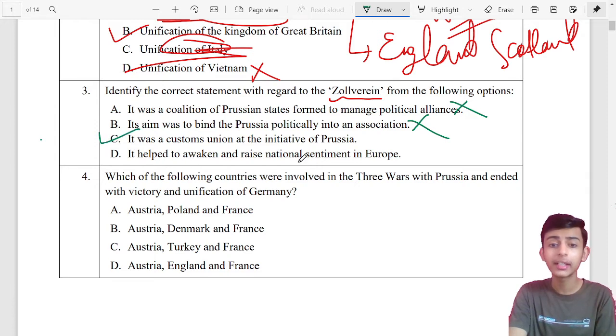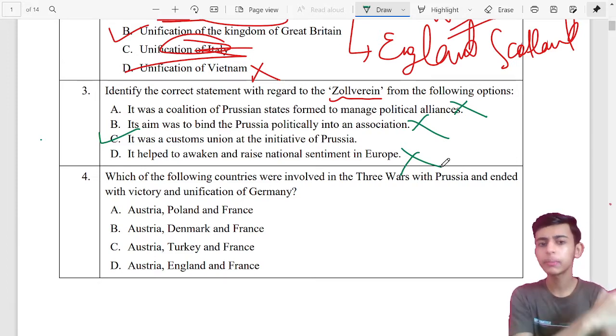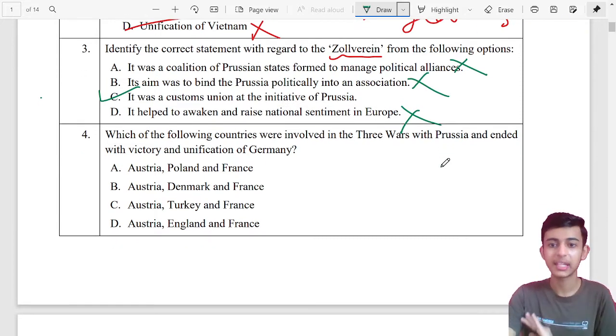And D, it helped to awaken and raise national sentiment. Not at all. It was a customs union initiated by Prussia, which abolished the tariff barriers, and it reduced the currency from 30 to 2. That I've already explained to you many times.